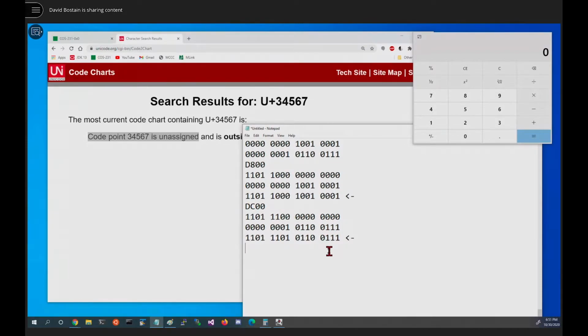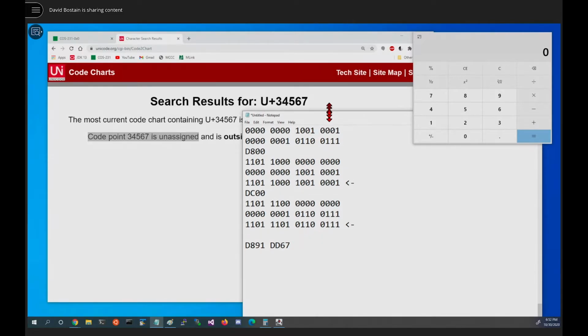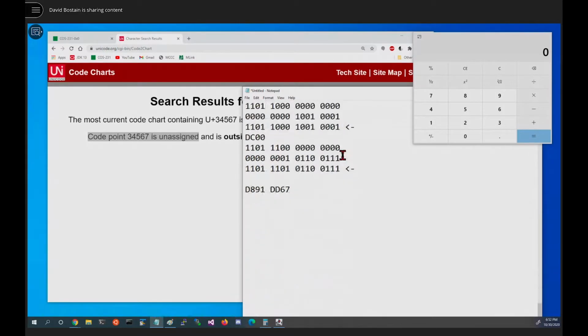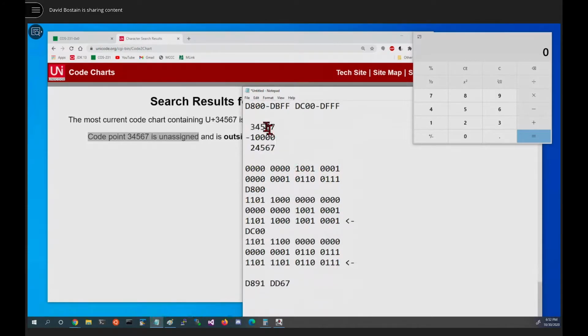Let's rewrite this now in hexadecimal. Looks like this one is D891, and this one down here looks like DD67. Yeah, that's right, 7. And if I just put them on the same line, I have my surrogate pairs. So, surrogate pairs and the dancing bears have all worked that problem, and there's our answer.